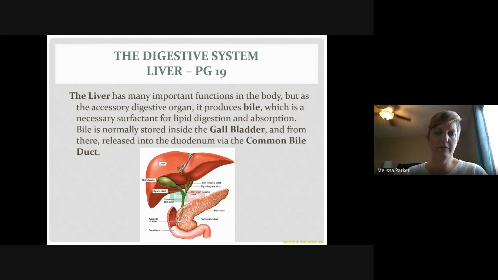Okay, so the liver has many important functions in the body, but as an accessory digestive organ, it produces bile, which is a necessary surfactant for lipid digestion. So bile has to do with breaking down fats, because that's what lipids are. And bile is normally stored in the gallbladder, and from there, it's released into the small intestine via the common bile duct.